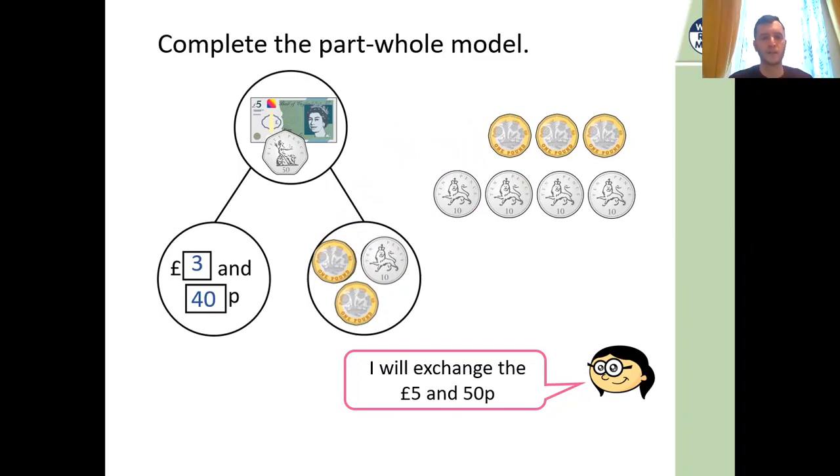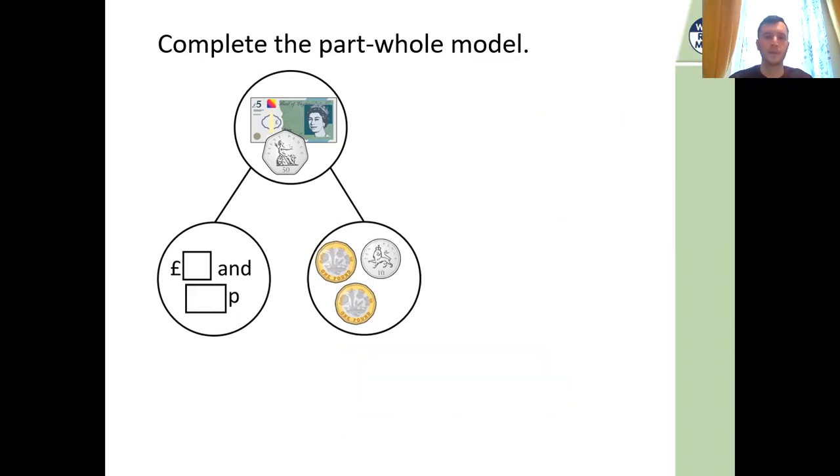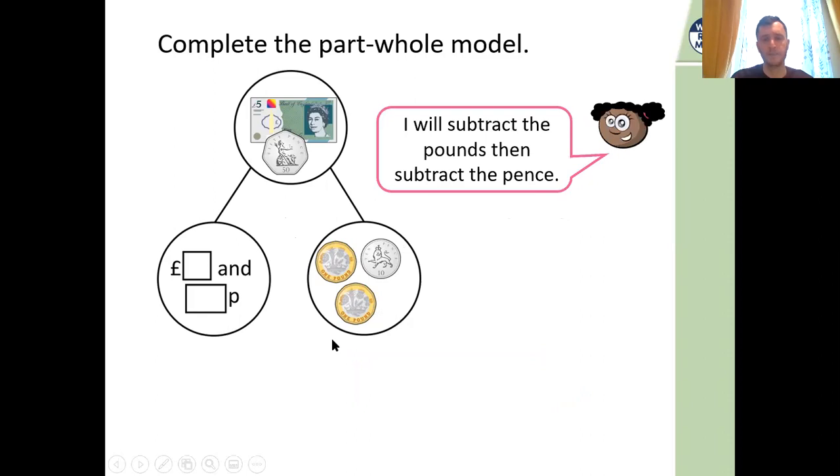Now, if you thought, Mr. Foster, that's a bit long-winded, I want a simpler way, let me show you a simpler way. So I've got the same part-part whole model again. There's £5.50 at the top. I have £2 10 pence here. This time, I'm just going to subtract the pounds first of all, and then subtract the pence. And you can see which one you think is easier.